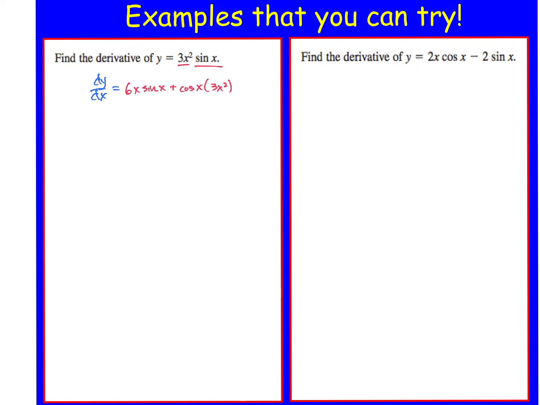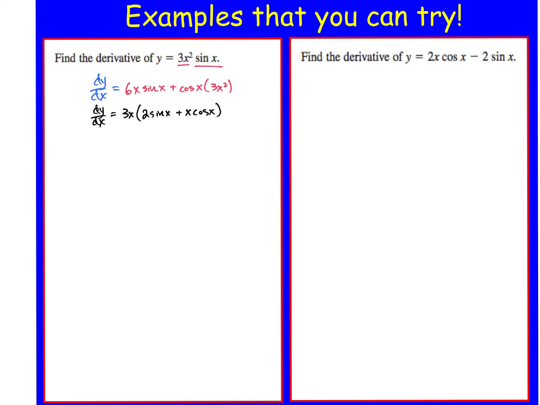Sometimes we'd be okay with that. However, you could factor something out. What could we factor out? 3x. So I'm left with 3x, and then what would we get now? 2 sine x, and then plus x cosine x. And so there is my derivative. All right, pretty good? All right, I'd like you to try the other one.